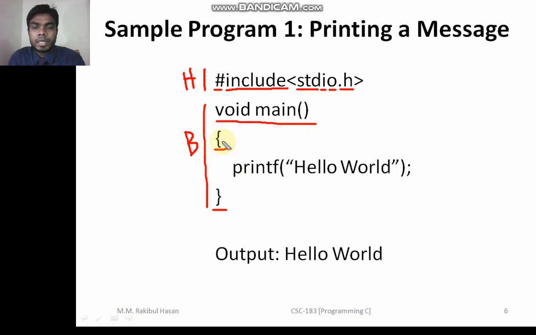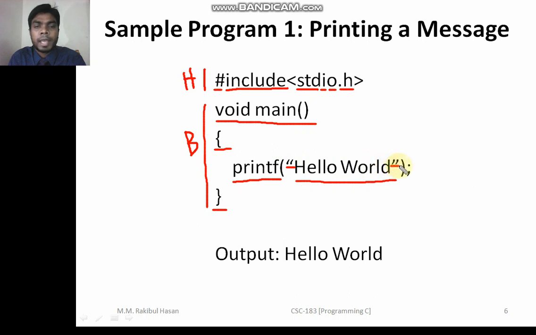Now inside the body, we are giving an instruction to our computer that you have to print this message. I would like to print this message by using the printf function. That means if I want to print something in the C programming language, I have to use the printf function. Inside the first bracket I write my message, and I keep my message inside double quotation marks.